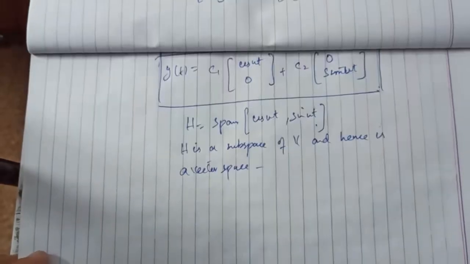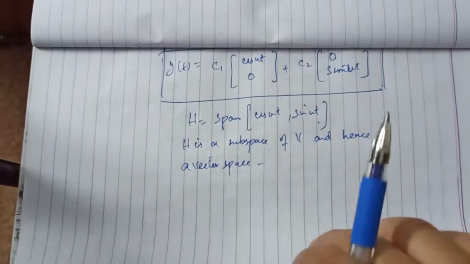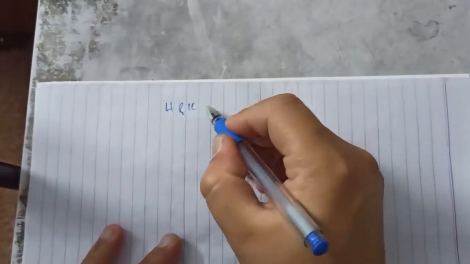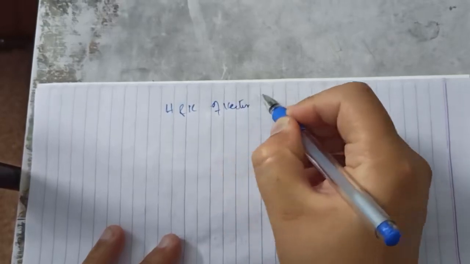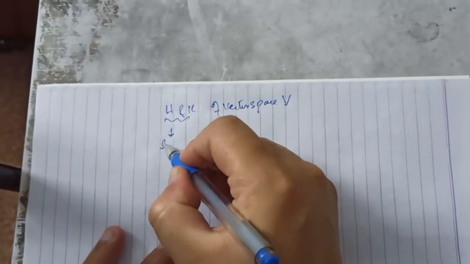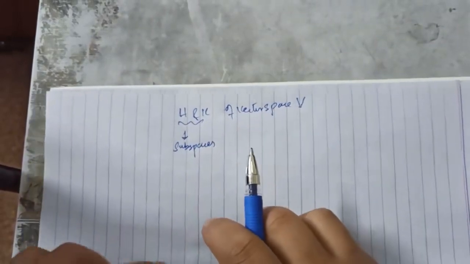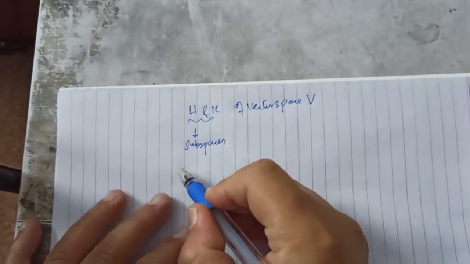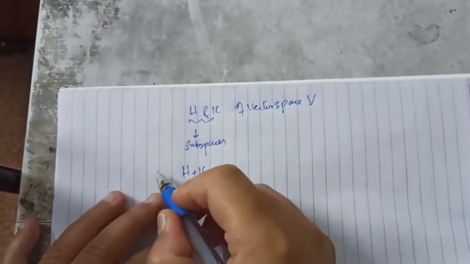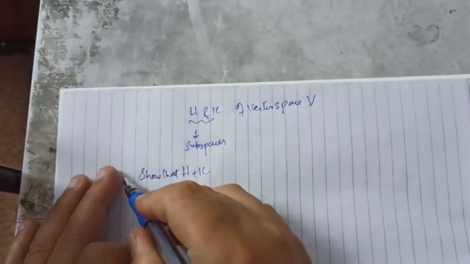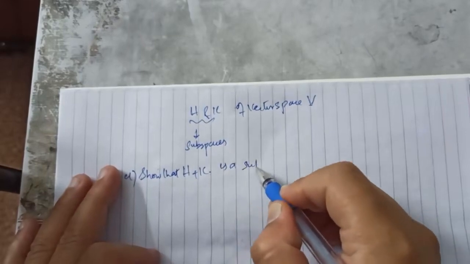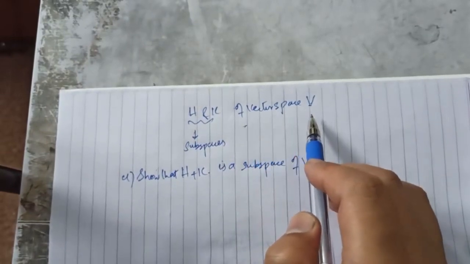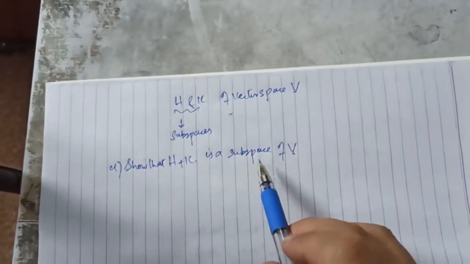Okay, let's do another example, and in this example let's assume that H and K are some subspaces of vector space V. Now we have to show that if H and K are in some vector space V, then H plus K is a subspace of V, right?